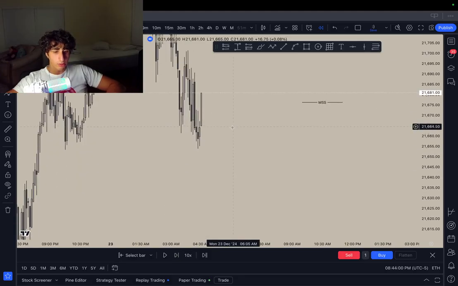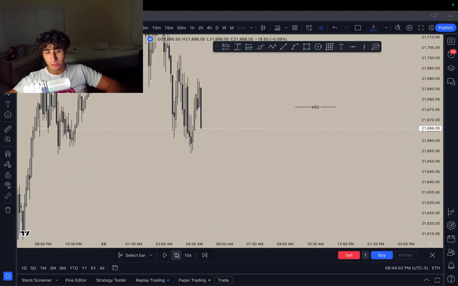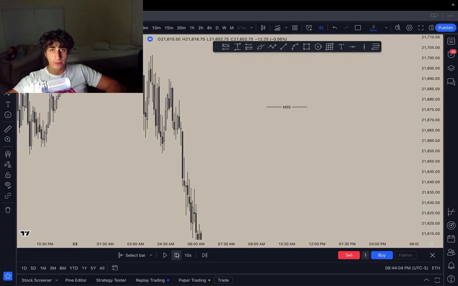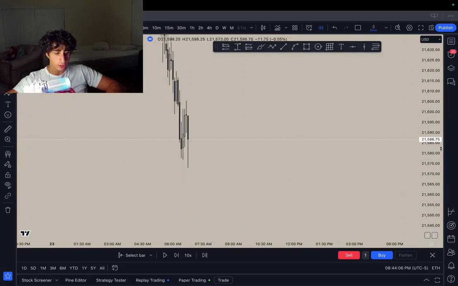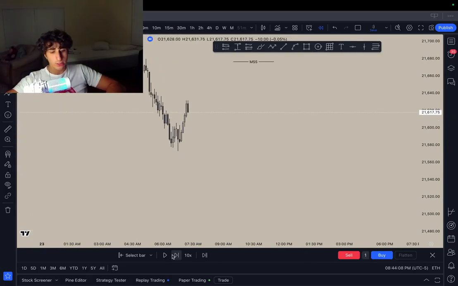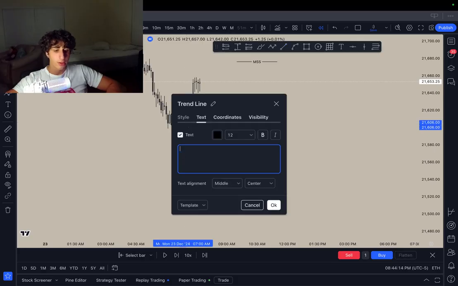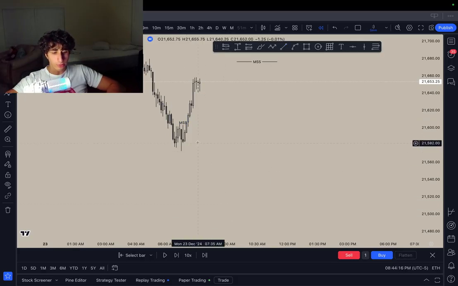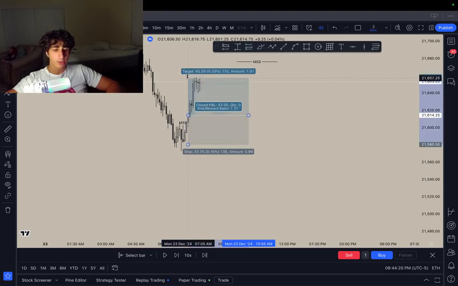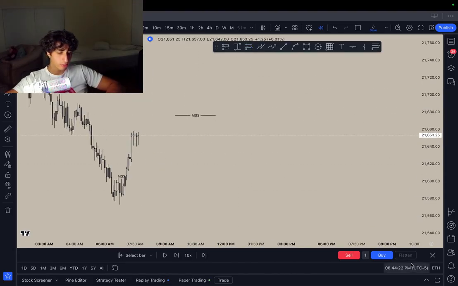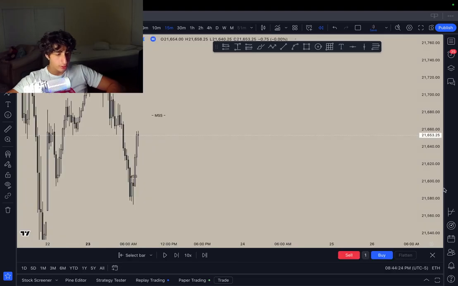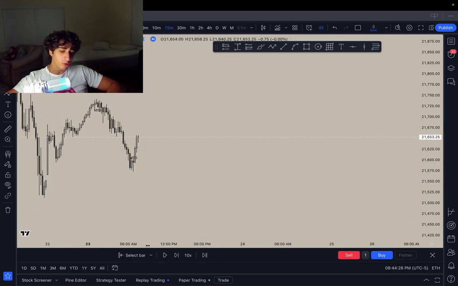Okay? So that is what market structure shifts look like, and that is what market structure is all about. Go on your charts, mark out the lows, the highs. For example, here we close above the recent high, the high right here. And once we get that body closing above the high right there on this candle, this is a market structure shift. And just, yeah, look at your charts, mark out your market structure shift, mark out your bearish structure versus bullish structure.